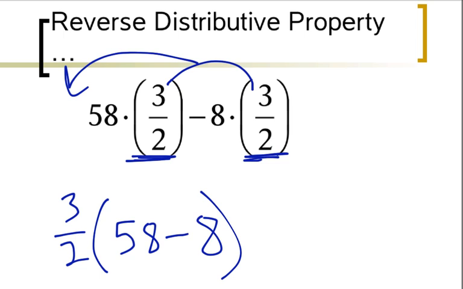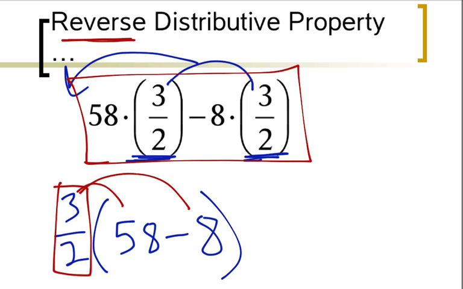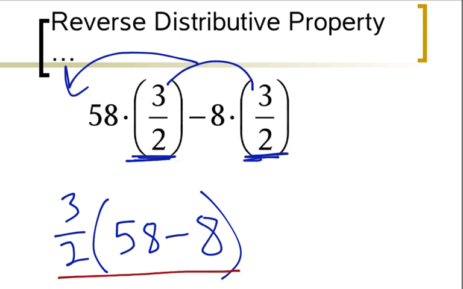Notice if I rewrote it, this is what I could have started with, where I had 3 halves times 58 minus 8. It could be distributed. If I distribute it, I would get what the problem started with. Okay, so that's why I say the reverse distributive property. Now that I've written it like this and pulled that 3 halves back out, technically that's called factoring, by the way. We'll learn more about that later. I want to go ahead and do it this way so I can take care of the parentheses.